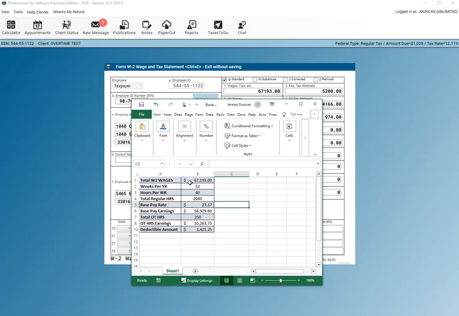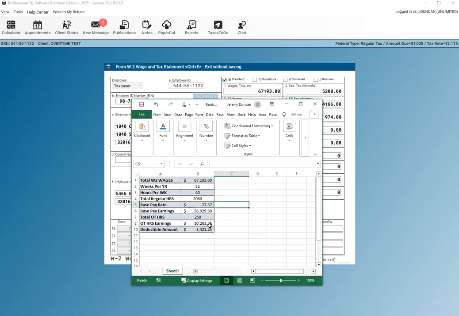Obviously we can see the difference between their base pay earnings, the 56 and change, and the total Box 1 W2 earnings, 67,193. That difference, doing just quick basic math, is $10,263.